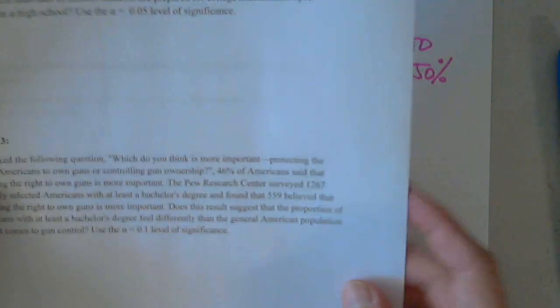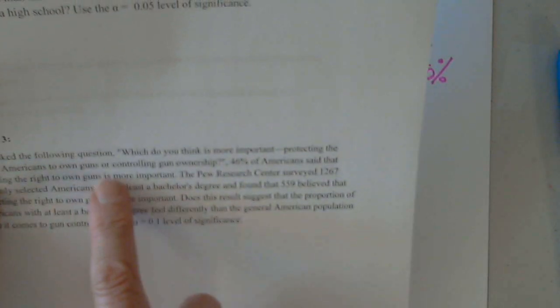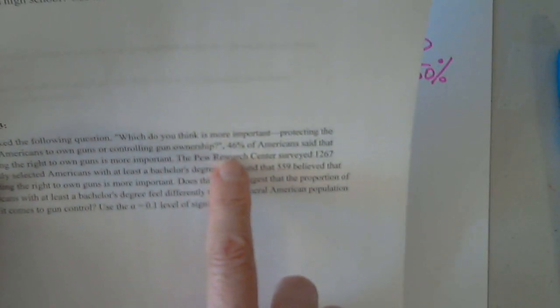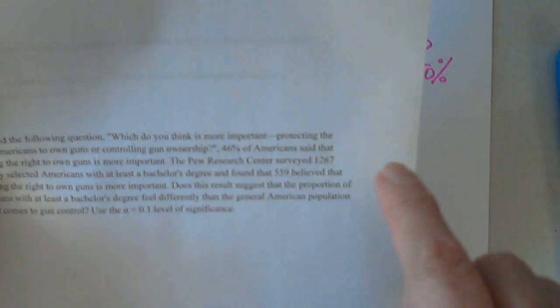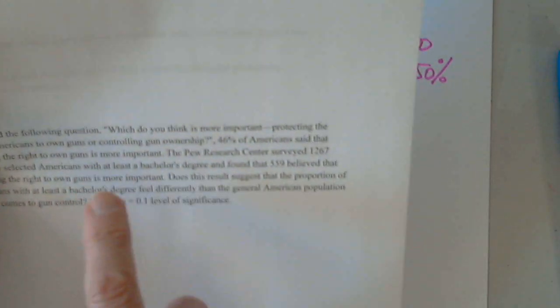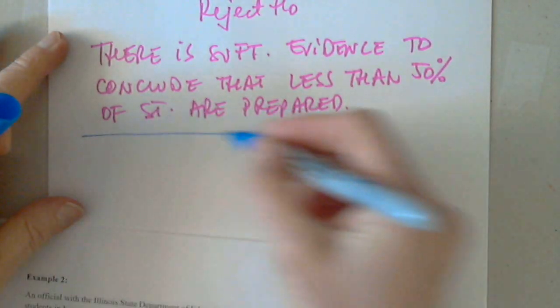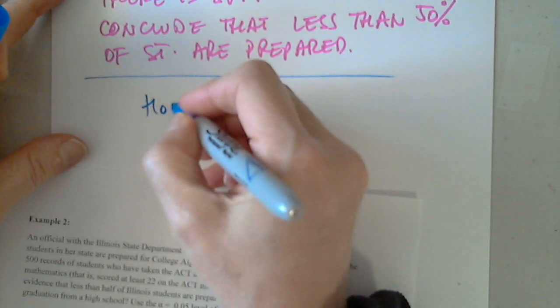Okay, let's move on. When asked the following question, which do you think is more important, protecting the right of Americans to own guns or controlling gun ownership? 46% of Americans said that protecting the right to own guns is more important. Fine. So this is known.